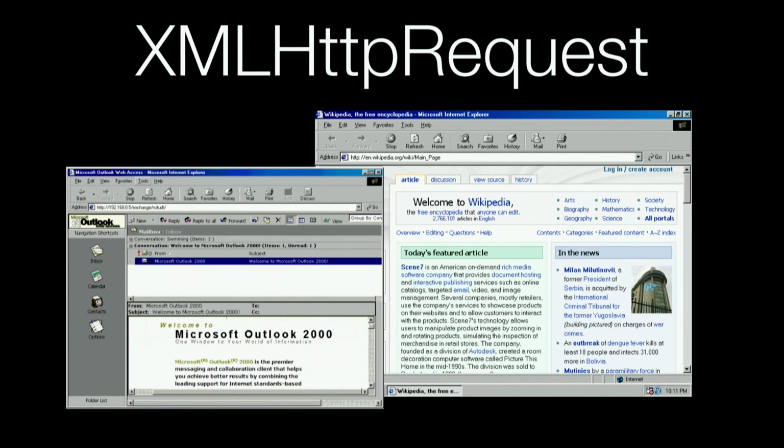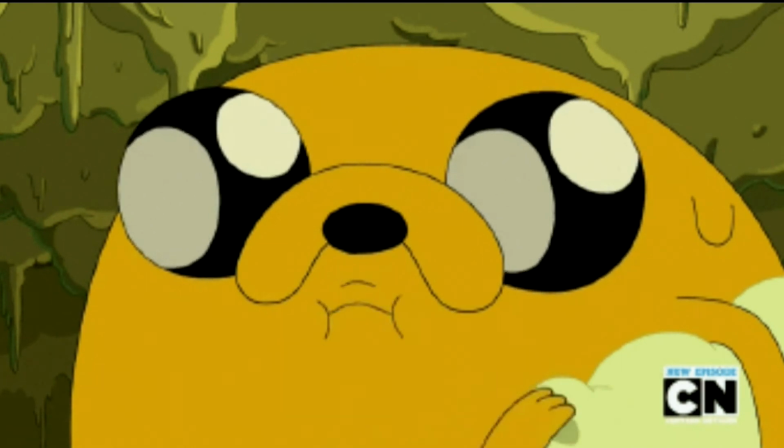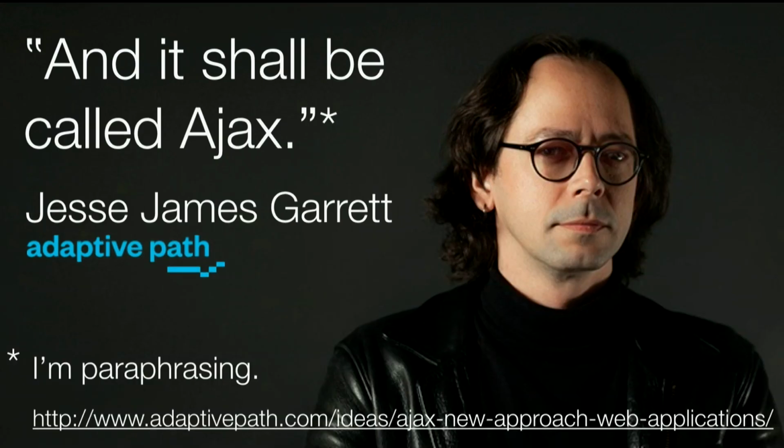You may have heard of it by a different name. In 2005, Jesse James Garrett of the company Adaptive Path wrote a very influential blog post about a method for developing applications using XHR, and he called it Ajax. Anybody heard of Ajax? A few people? All right. Well, anyway, it was a big whoop-de-doo.